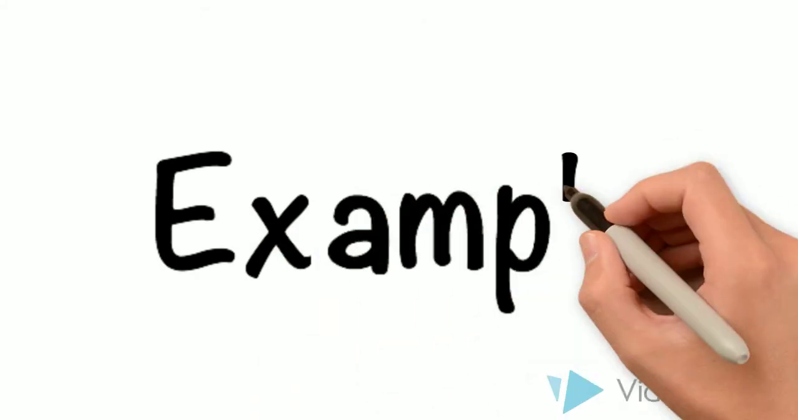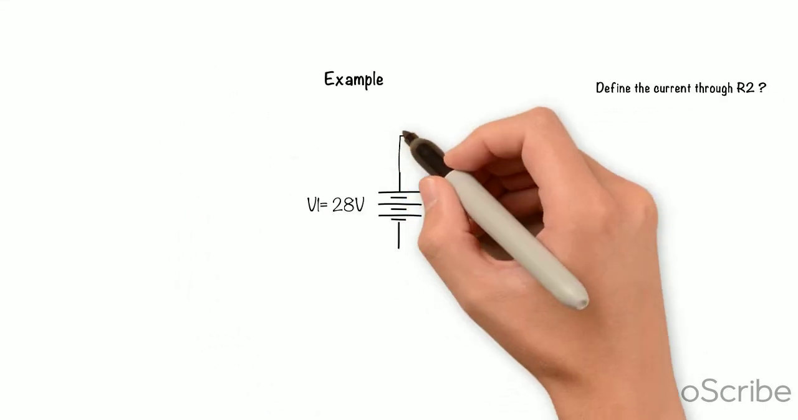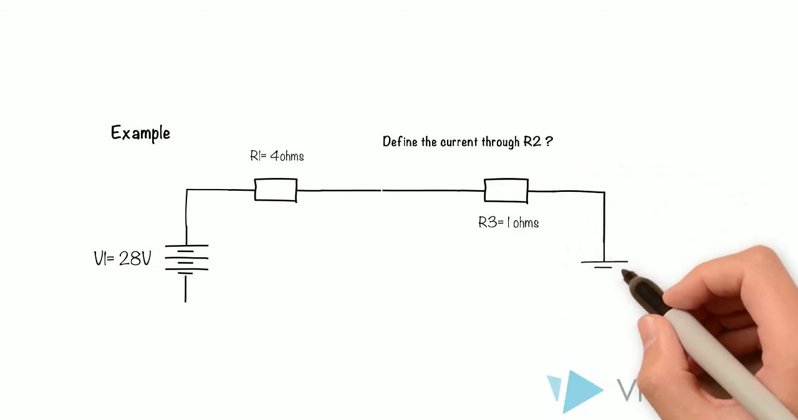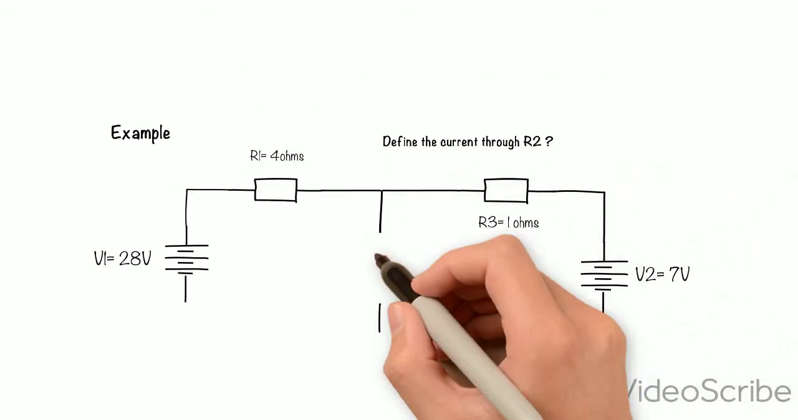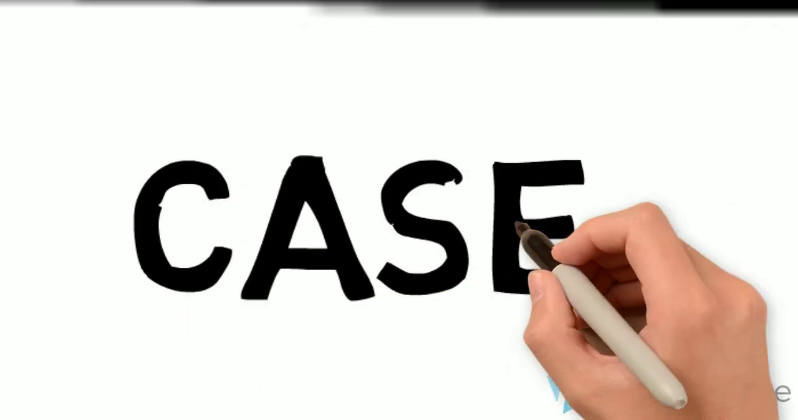Let's have a look at an example. We have a circuit which includes two voltage sources. One is 28 volts, the other one is 7 volts. There are three resistors placed as in the graph. The question is to find the current through R2. Apply the superposition theorem to this example. There are two sources, which means that we have to calculate the current through R2 two times.